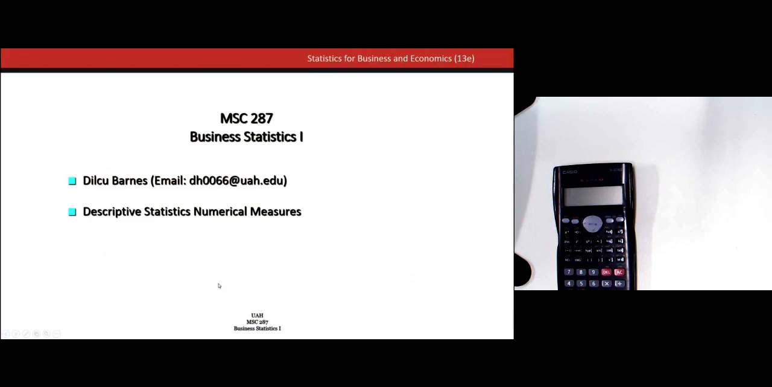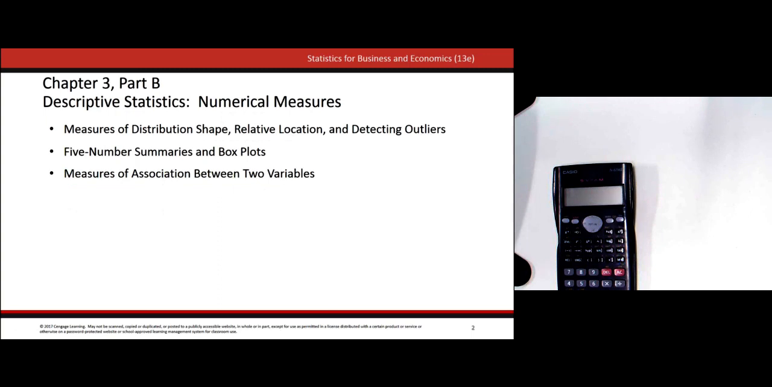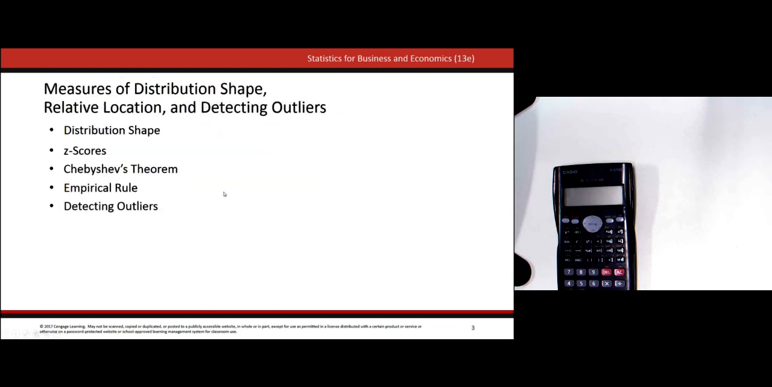Hello, today we will continue to discuss descriptive statistics, numerical measures. We will discuss measures of distribution shape, relative location, and detecting outliers. We will also discuss 5 number summaries, box plots, and we will discuss measures of association between two variables, covariance and correlation coefficient, measures of linear association between two variables.